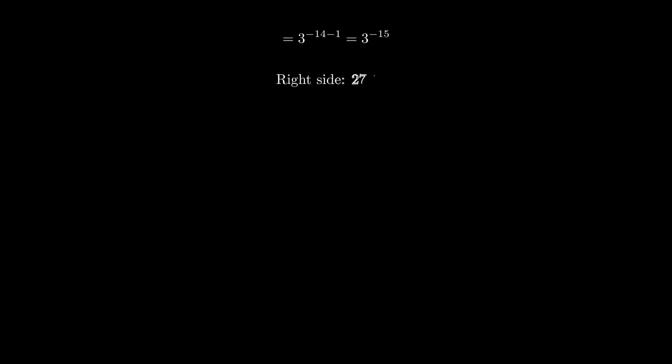For the right side, we have 27 to the power of negative 7 plus 2. This equals 27 to the power of negative 5, which is 3 cubed to the power of negative 5. Using the power rule, this becomes 3 to the power of negative 15. Both sides equal 3 to the power of negative 15, confirming our solution is correct.